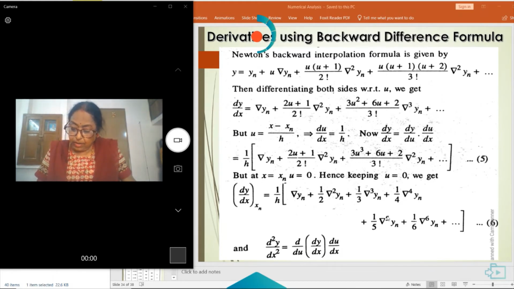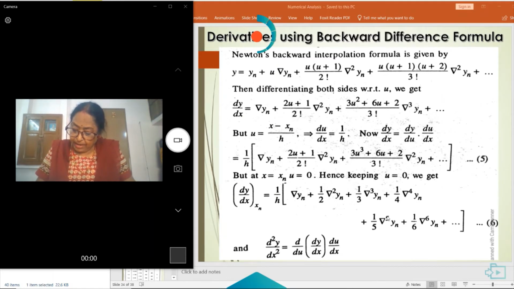Here u is equal to (x minus xn) divided by h, where xn is the last value. This implies du by dx is equal to 1 by h. So dy by dx is equal to dy by du into du by dx. So this becomes 1 by h for dy by du, and the remaining factor is written in brackets.